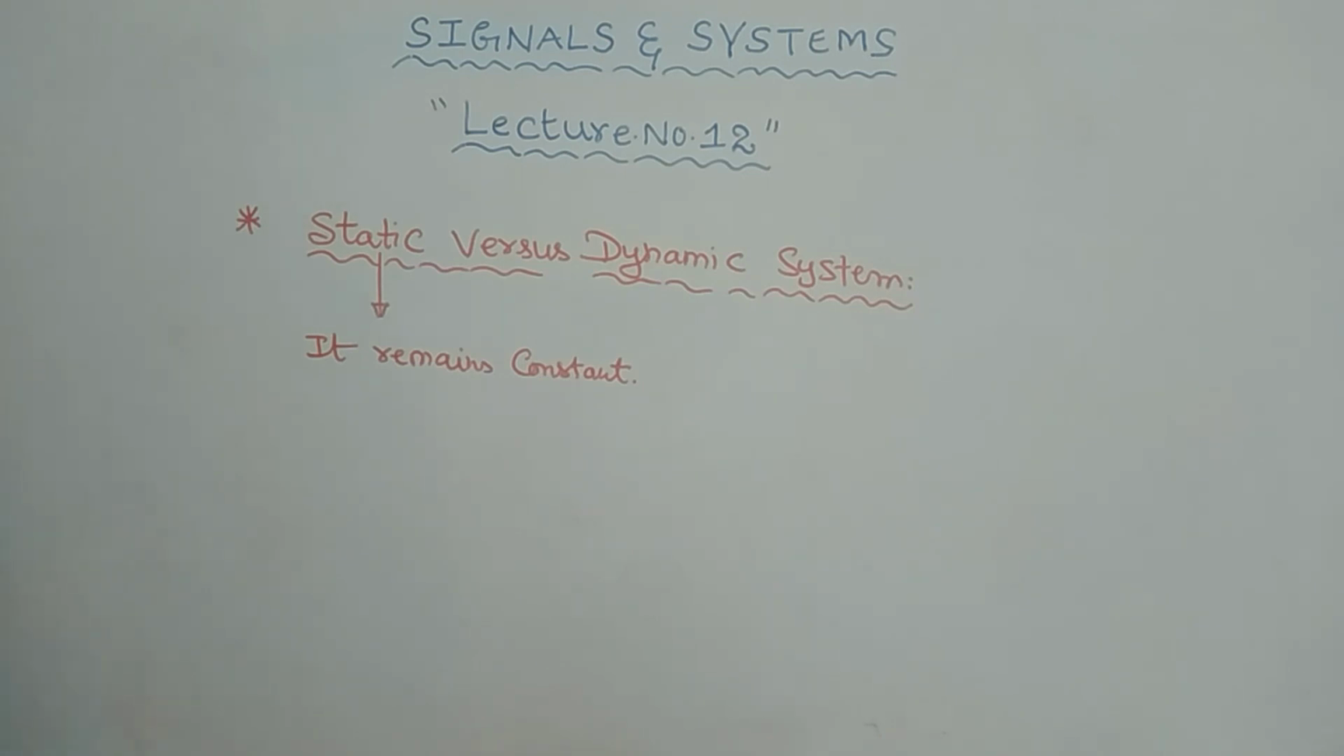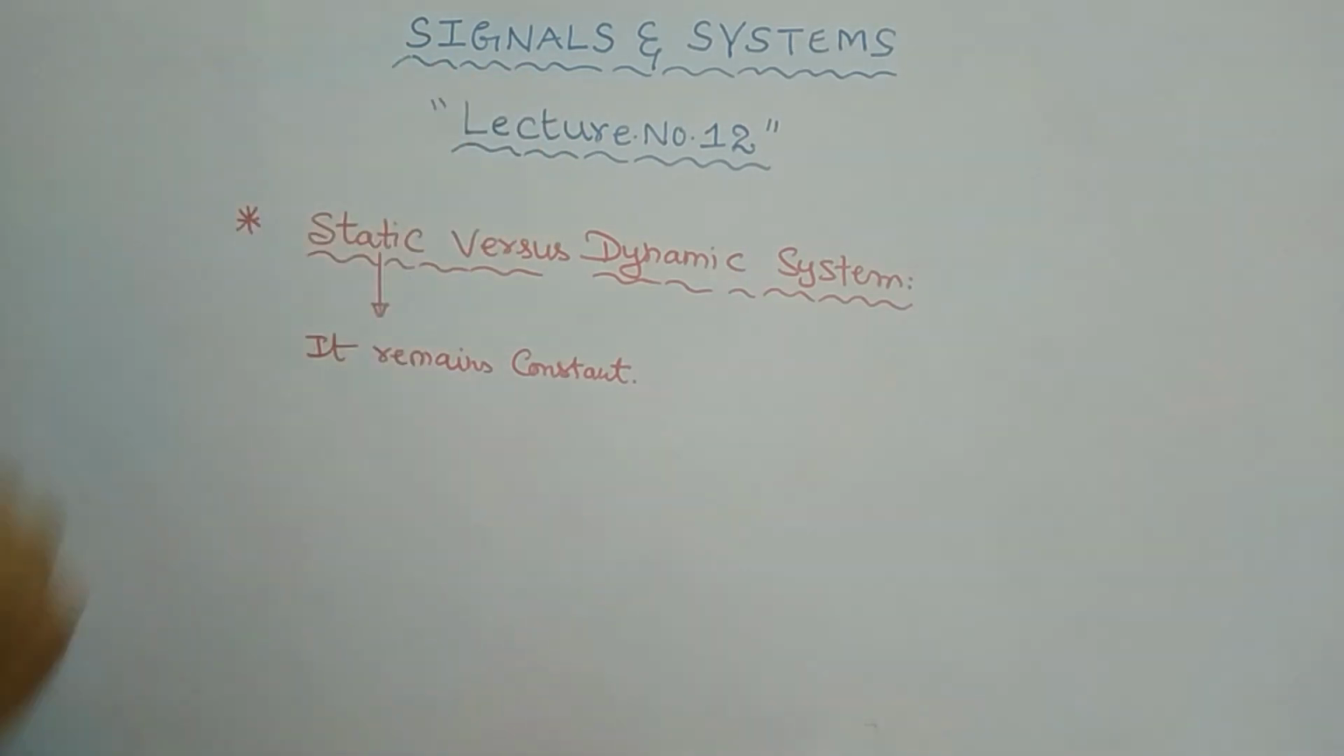Moreover, at the initial condition, at relaxed condition, means at t equal to 0, the position of the system is always at t equal to 0 itself. It will not move. That is what static is. Whereas dynamic is not like static. Dynamic means it is opposite to the static.